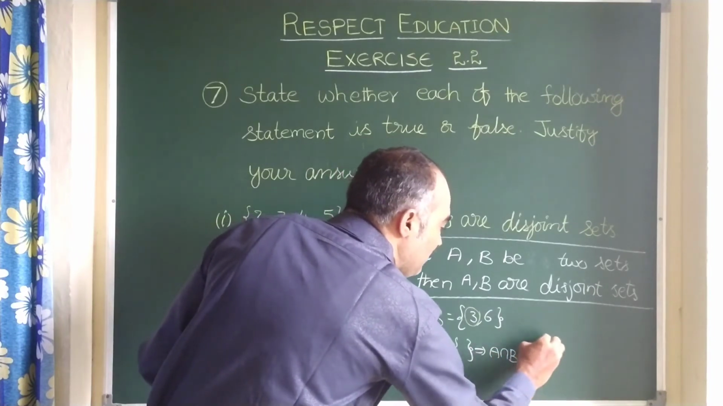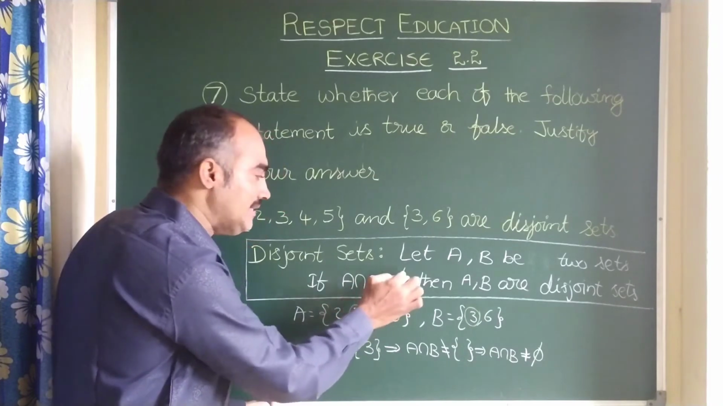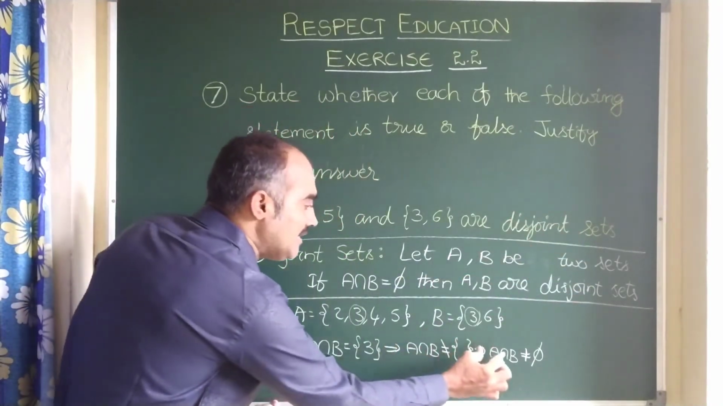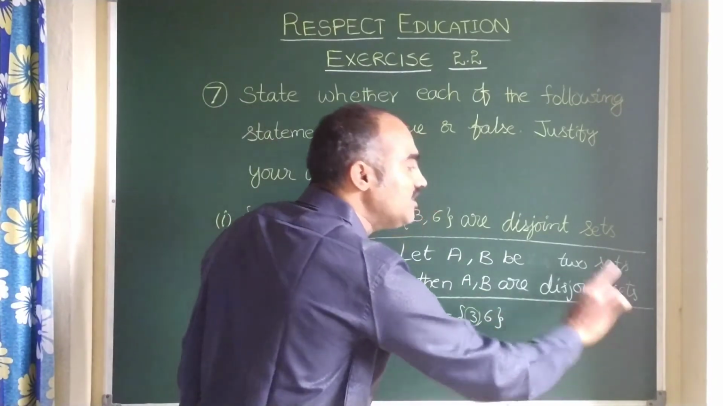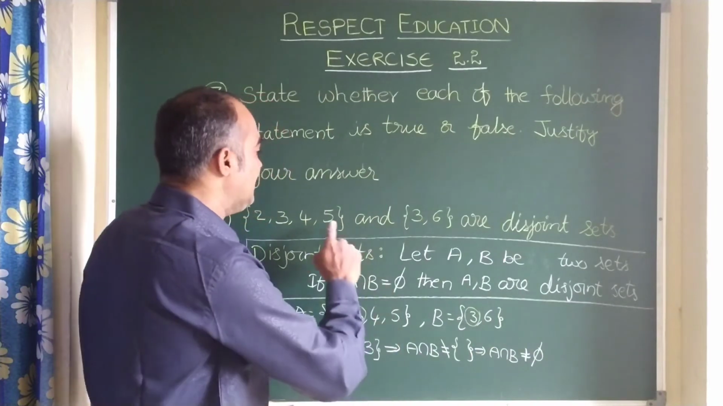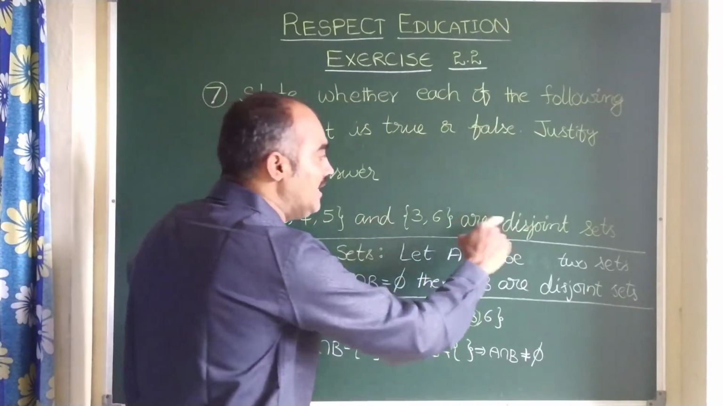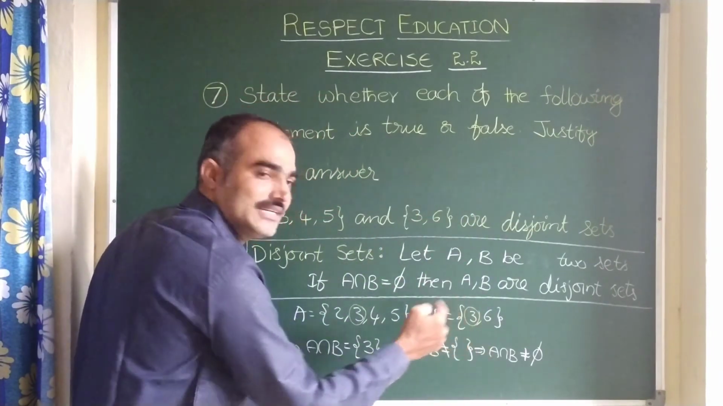This is not empty set. See here, children, if A intersection B is empty set, then A and B are disjoint sets. Here A intersection B is non-empty. That means they are not disjoint sets. Here it is given that they are disjoint sets. Clear? The given statement is false because here they are not disjoint sets.